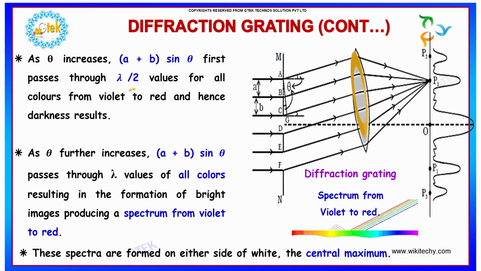As theta increases, (A plus B) sin theta first passes through lambda by 2 values for all colors from violet to red, and hence there will be darkness. As theta further increases, (A plus B) sin theta passes through lambda values of all colors, resulting in the formation of bright images from violet to red. These spectra are formed on either side of the white central maximum.